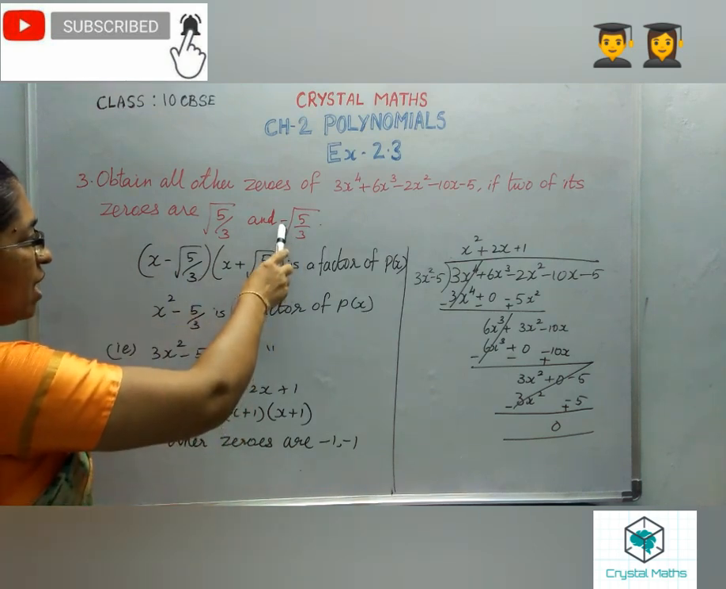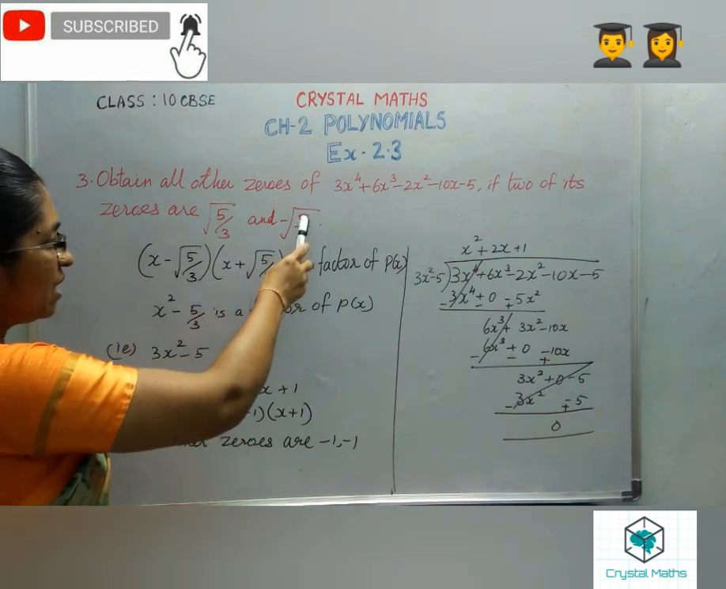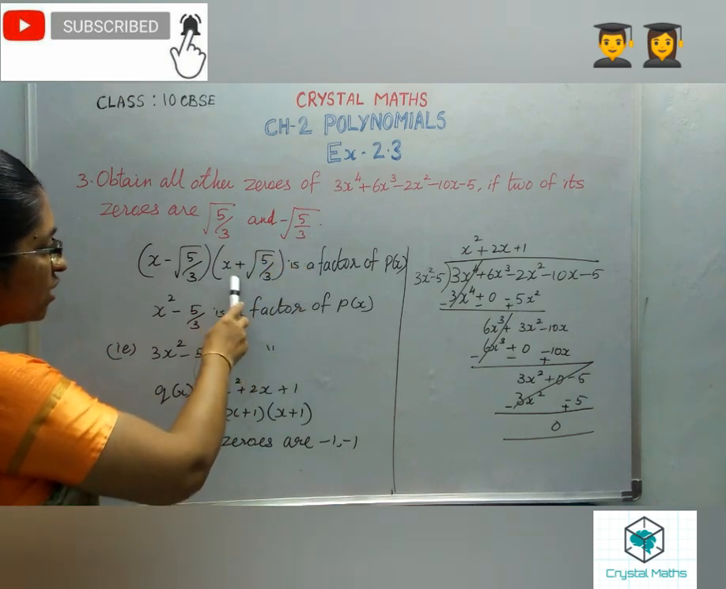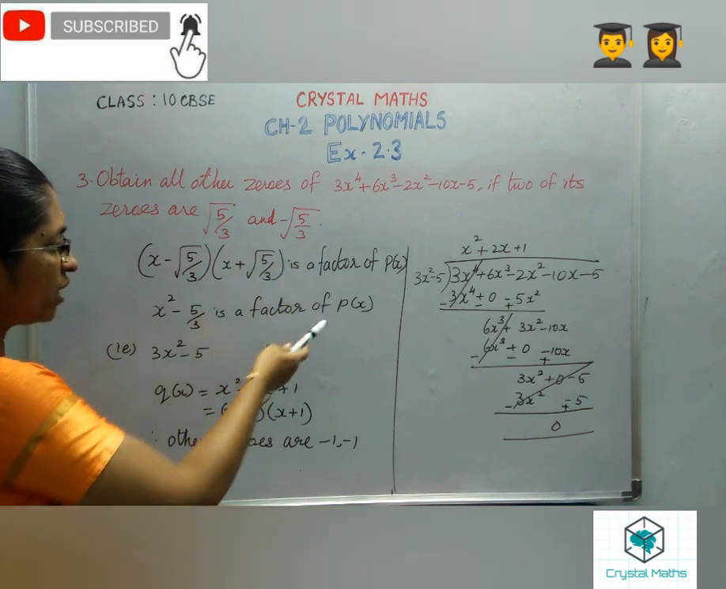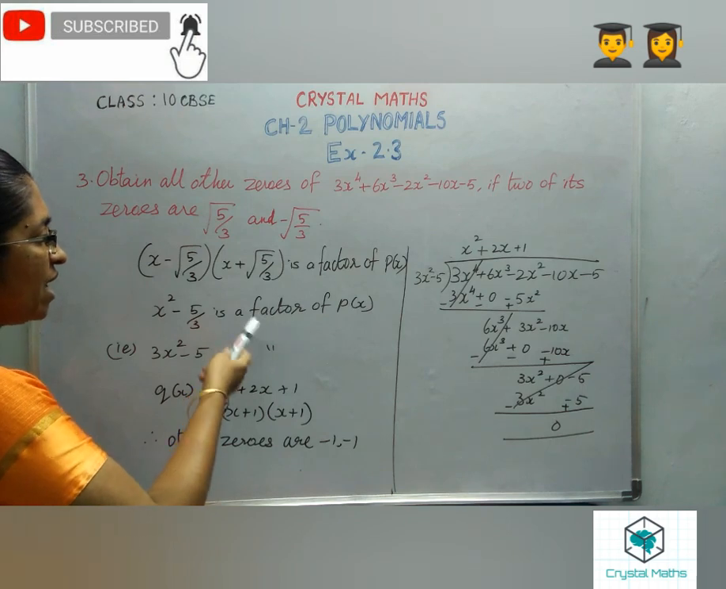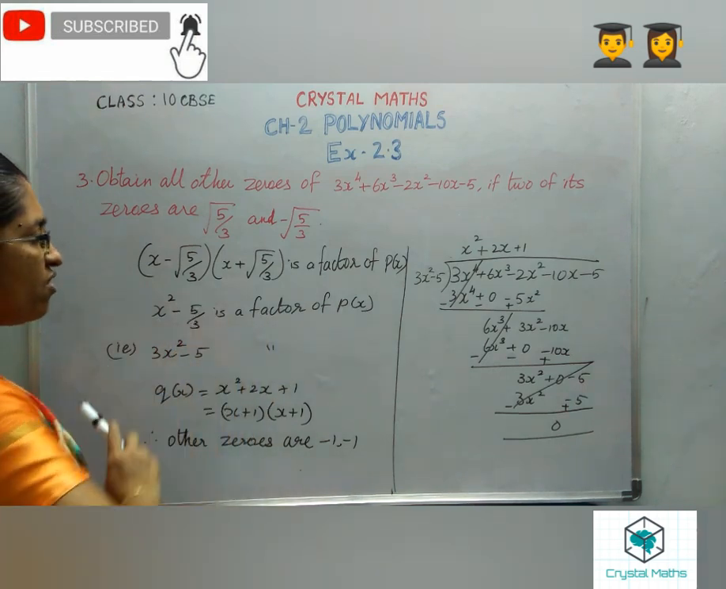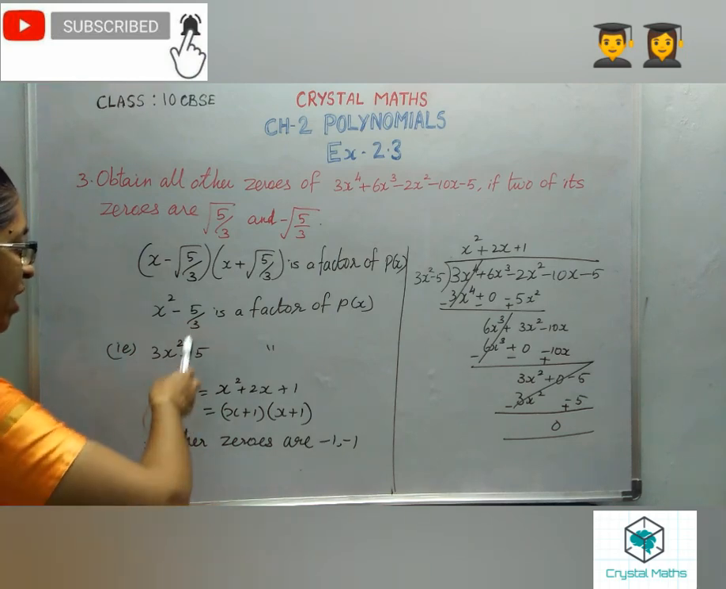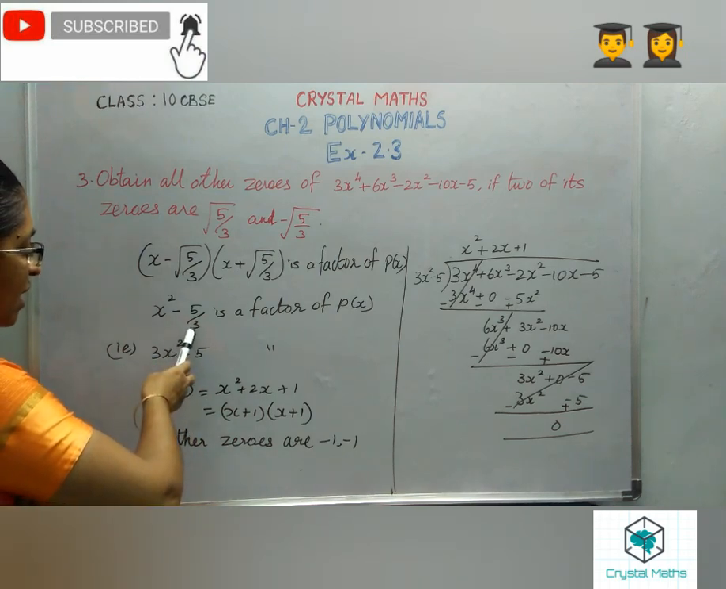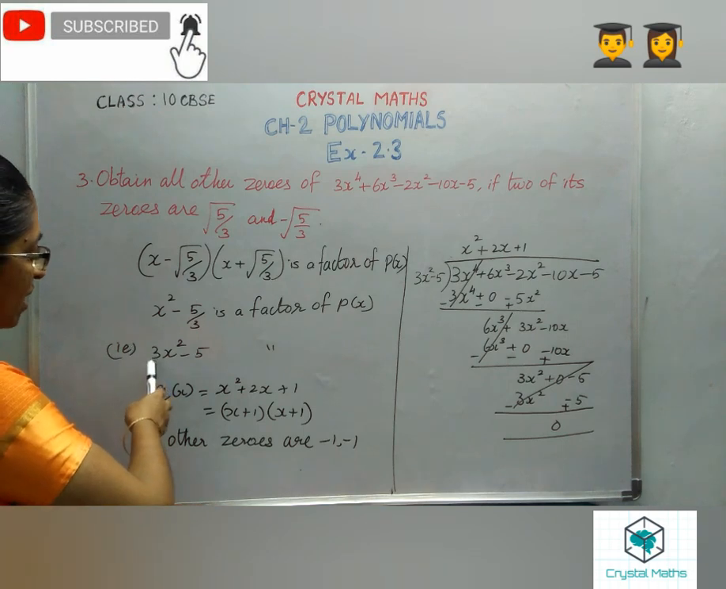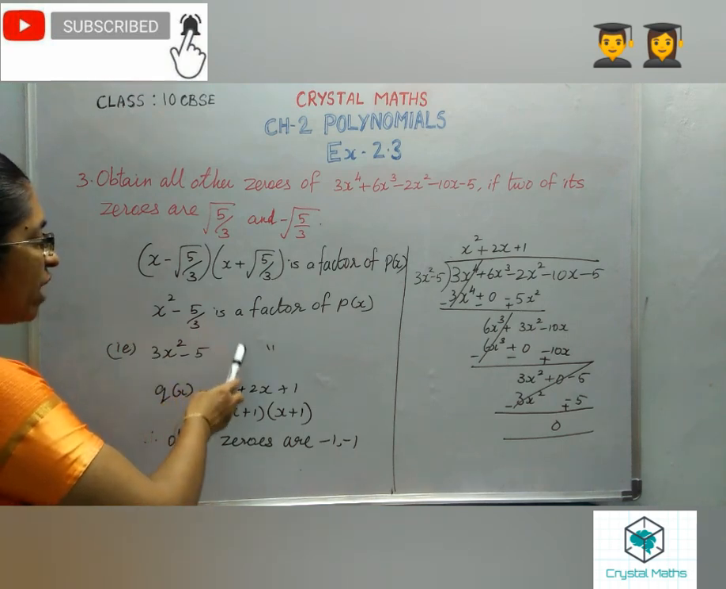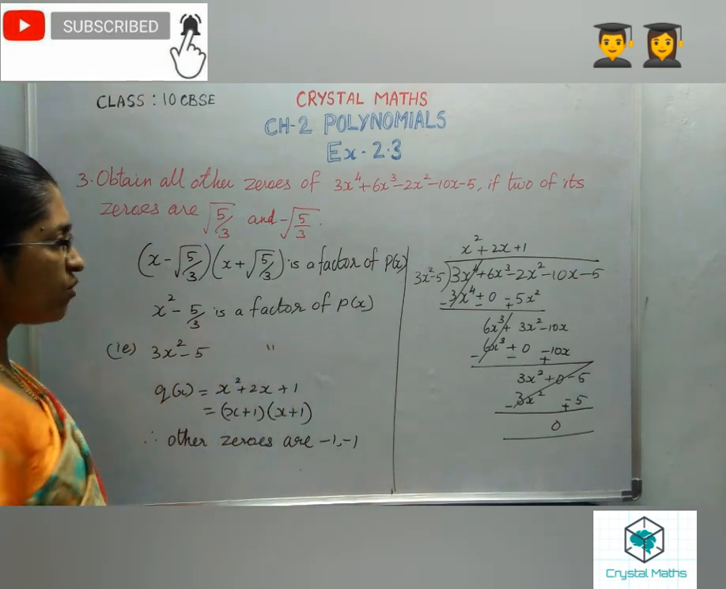The same way, minus root 5 by 3 is a zero in the sense, x plus root 5 by 3 is also a factor. Product of factors is again a factor. So, x square minus 5 by 3 is a factor of p of x. For our convenience, taking 1 by 3 outside, we can say 3x square minus 5 is a factor of p of x.